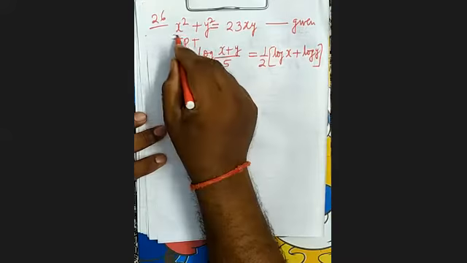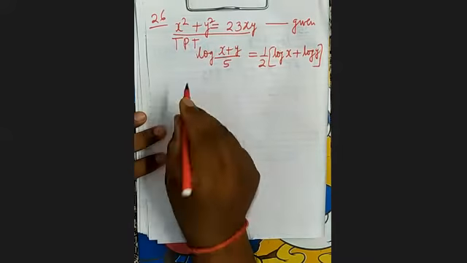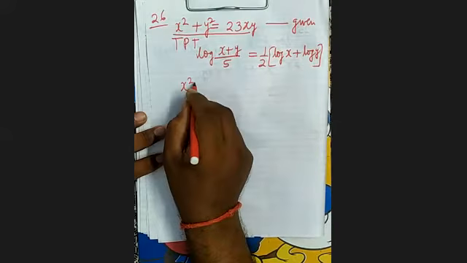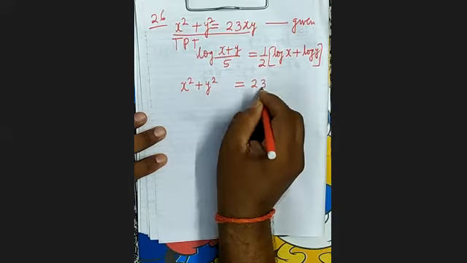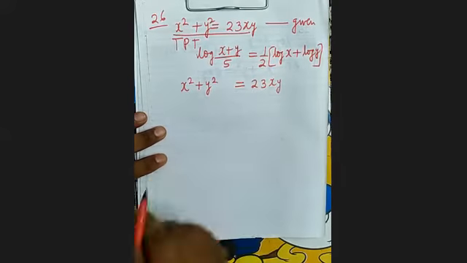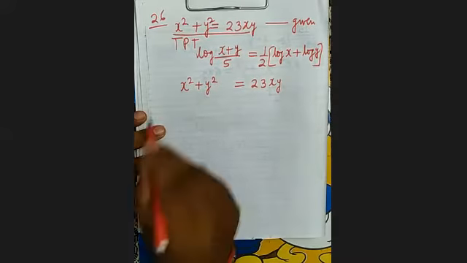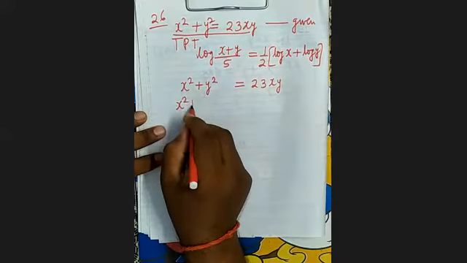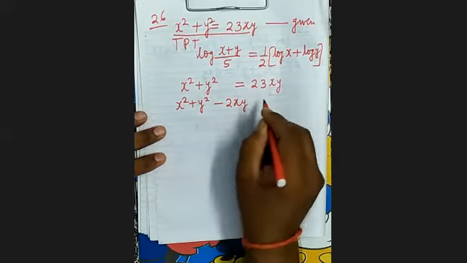So what will you do? First you make a perfect square. How will you make it a perfect square? Perfect square means whole square. Now how can we make this a whole square? Either subtract 2xy. When you subtract, what will happen?